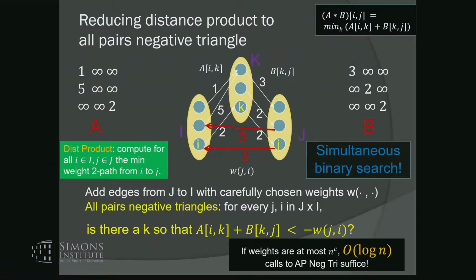Is that okay? Yes. How many red edges? Good question, because there's only 2 in this picture. You're adding red edges for all of the different pairs. So I'm adding the size of j times the size of i. For every possible one of these pairs, I'm adding a red edge, and I'm doing simultaneous binary search over all of them.